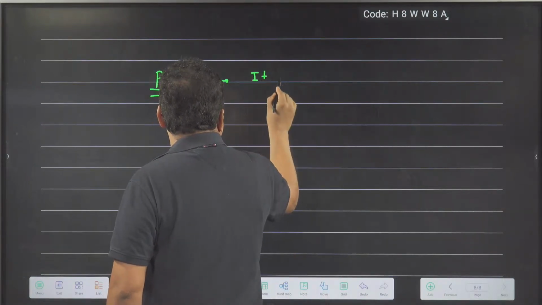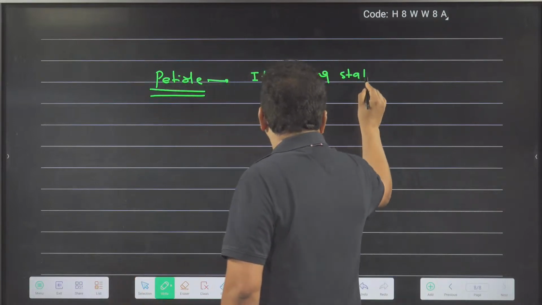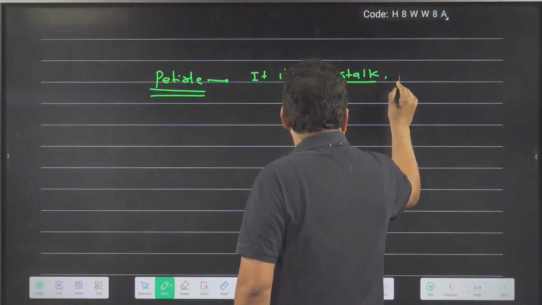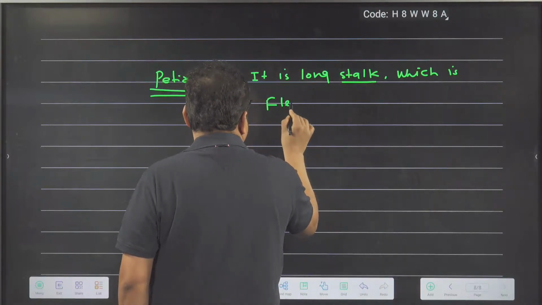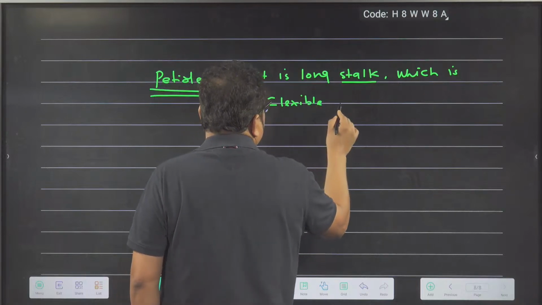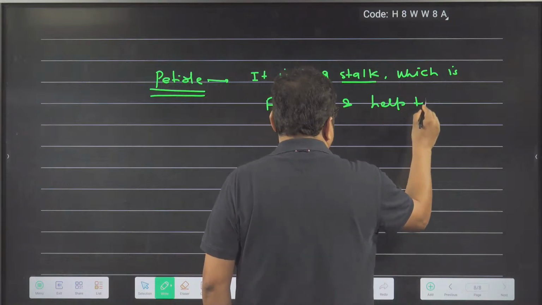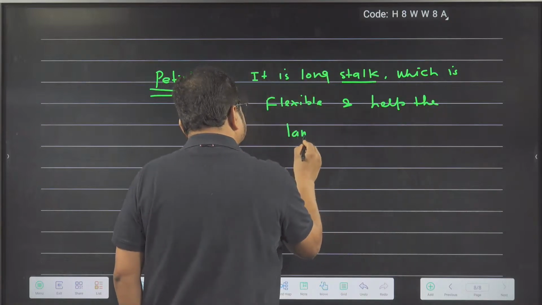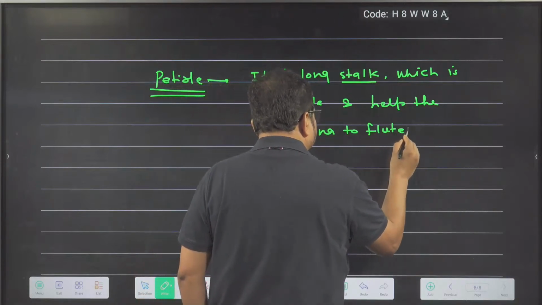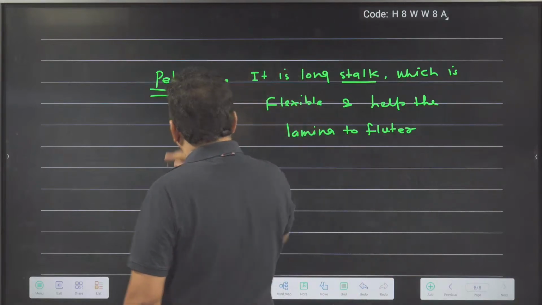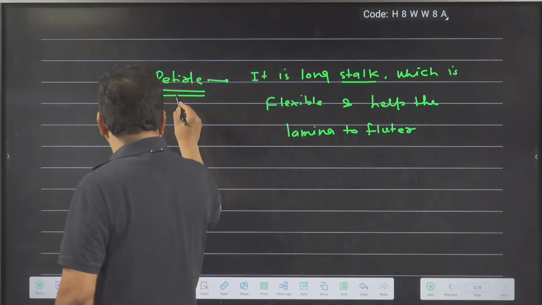So it is a long stalk which is flexible and helps the lamina to flutter. So one side petiole is attached with lamina, another side attached with leaf base. You can say it like this.